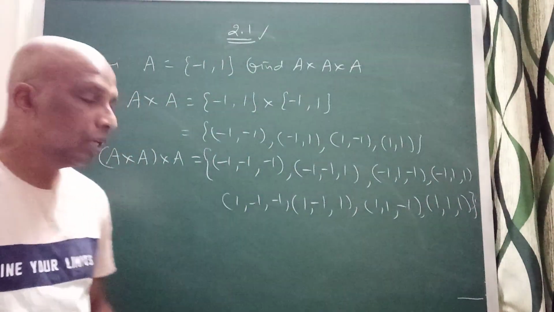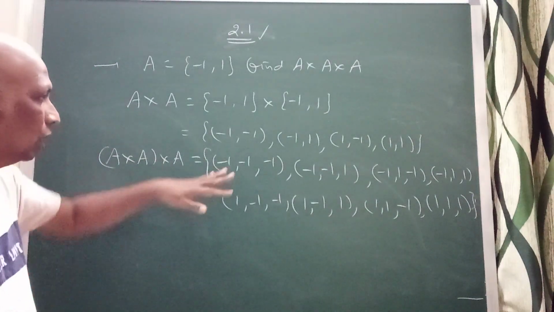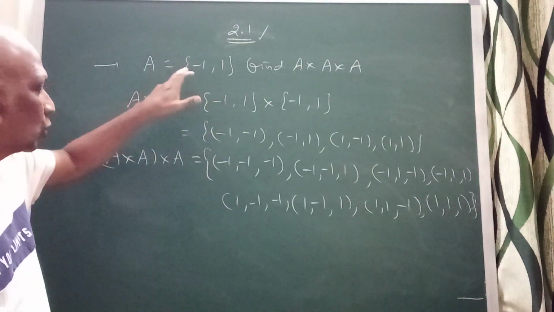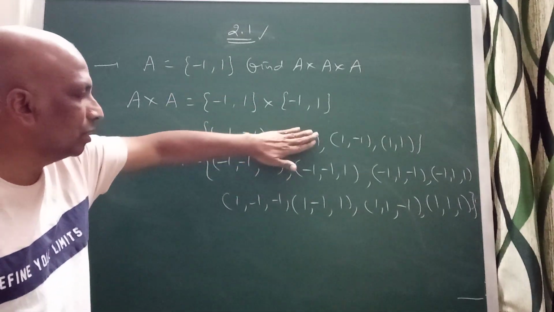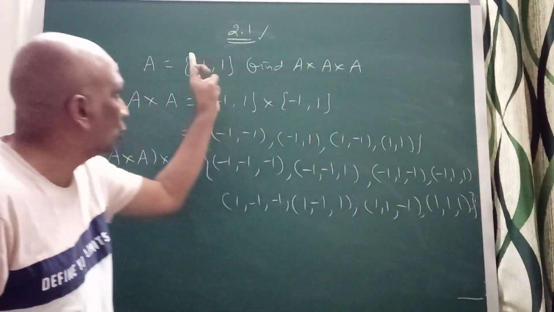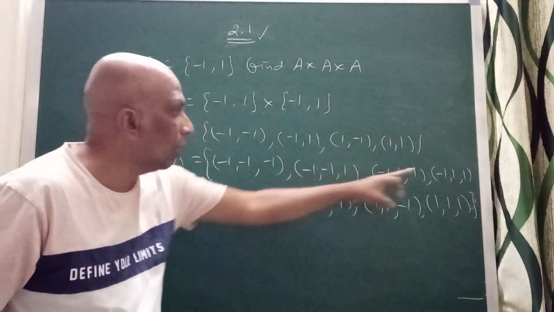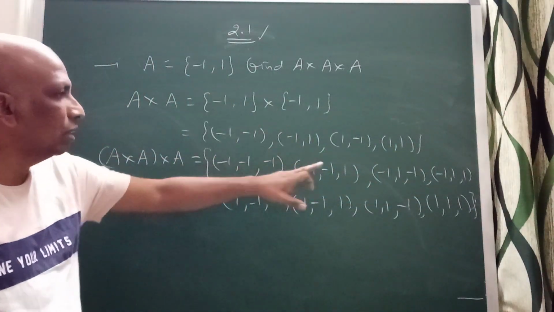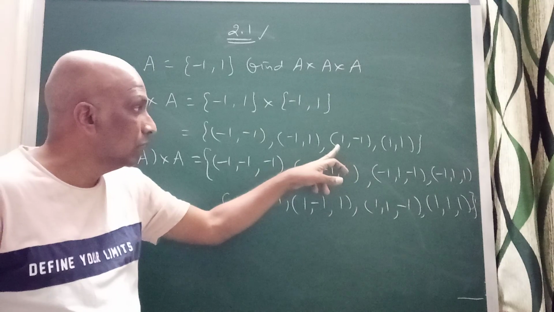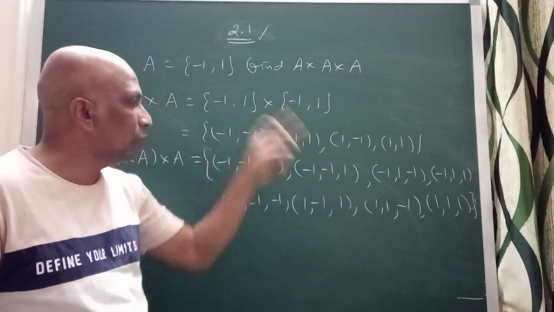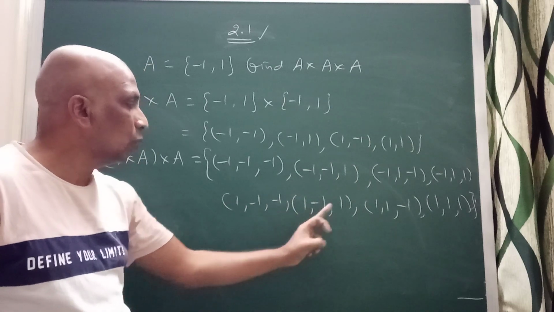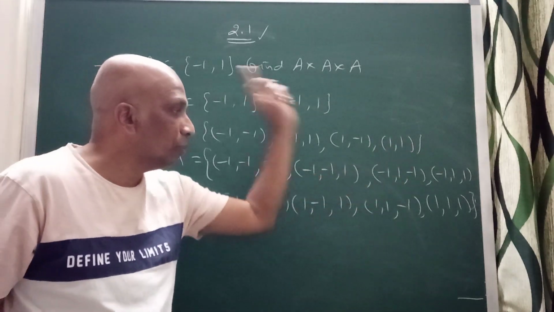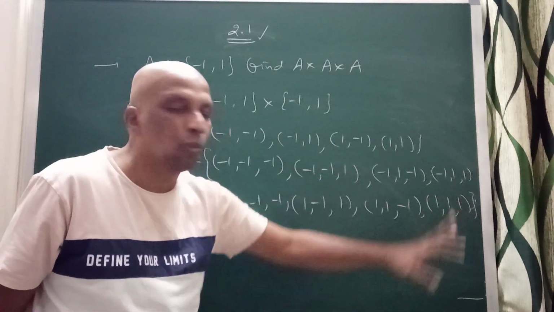After writing that, no triplet cross A. You take this element as it is, minus 1. Again this one as it is, with 1. After that you take this minus 1 comma 1 with minus 1, minus 1 comma 1 with 1. Again you take the third element of this: 1 minus 1 with minus 1, 1 minus 1 with 1. Then 1 minus 1 triplet.